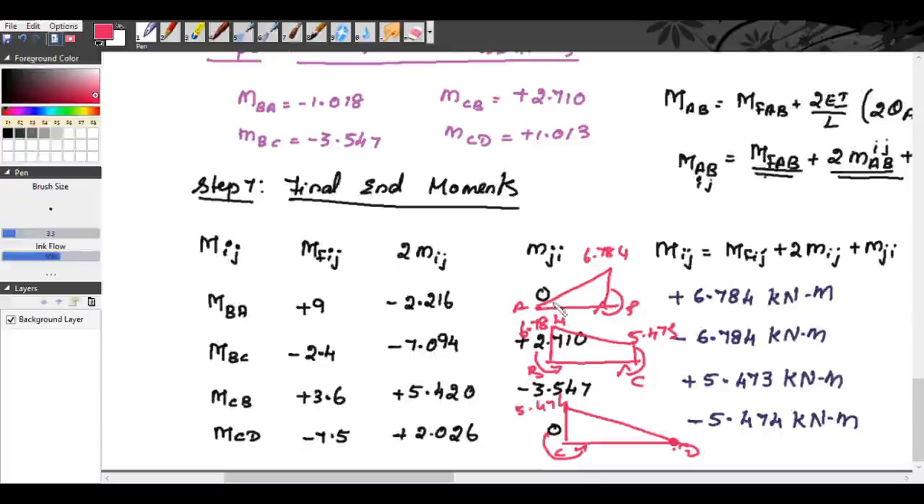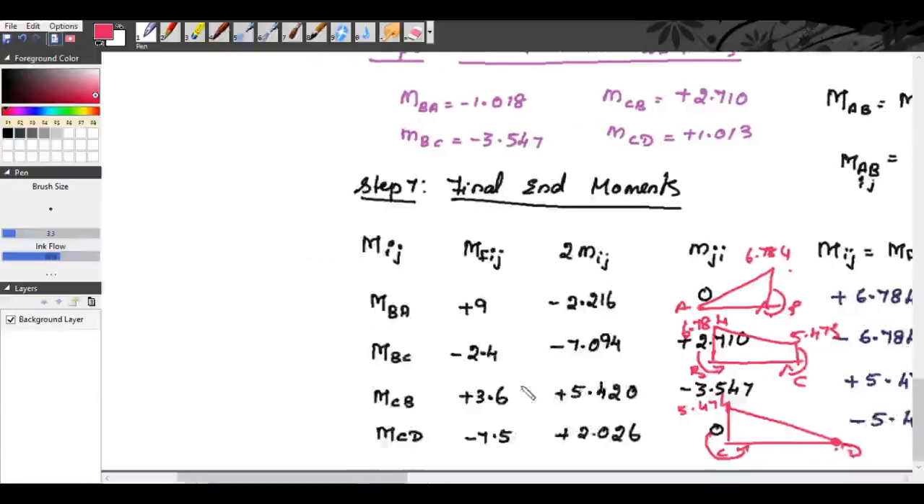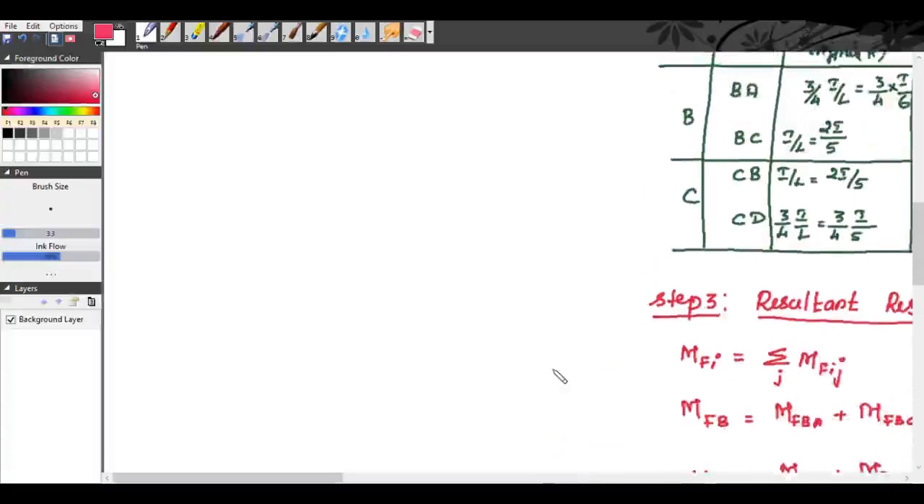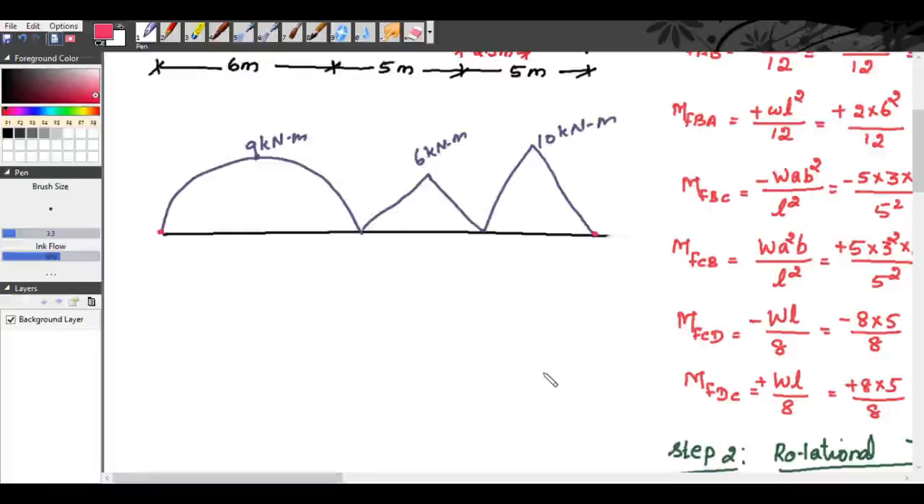So first it is a triangle like this, 6.784. Then it is a trapezium, and then a triangle like this, 5.47. So now, when you are considering the end moment for CD, it is minus. So the end moments, anti-clockwise, are upwards 0, 5.474, and at D 6.784, is right? 0. Okay, so this is how. 6.784 triangle like this, kilonewton meter. Then it is a trapezium. Then it is a triangle like this.